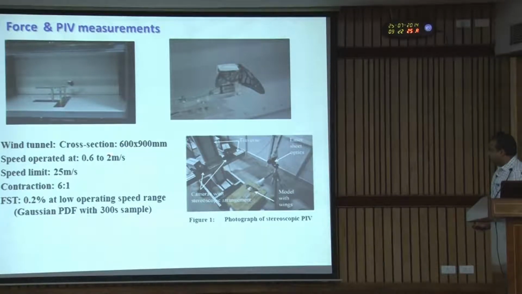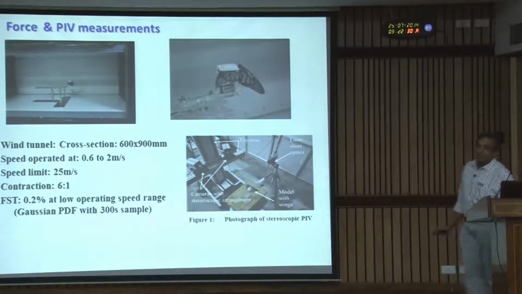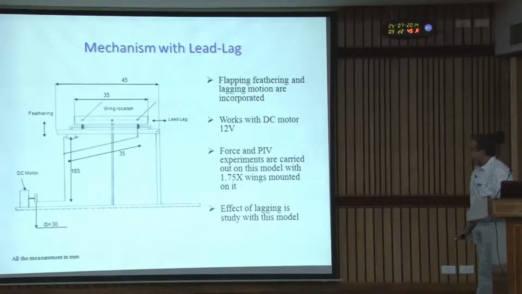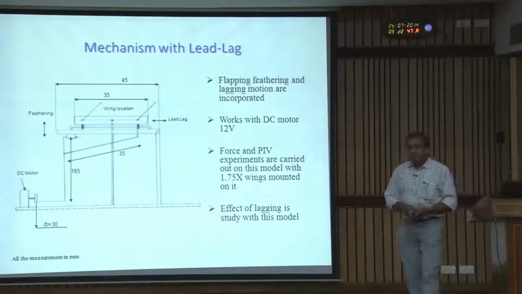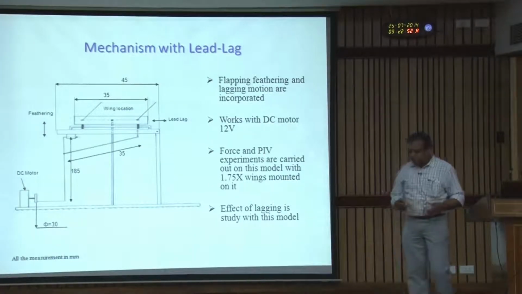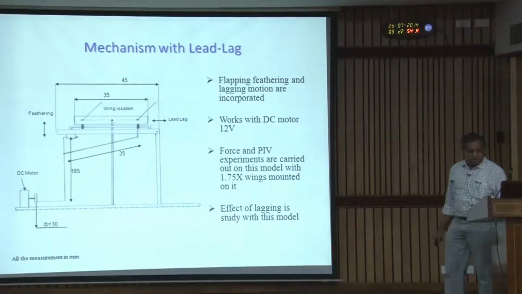We operate in this speed range, although tunnels are usually not designed for such low speeds. We had to characterize this low speed tunnel, and we found that if we take a PDF of a 300 second sample, then we get a free stream turbulence of 0.2%. We do PIV with a stereoscopic arrangement. We also look into the tip motion. There is a forward and backward motion like rowing in the wing, so we have a model that can simulate that.